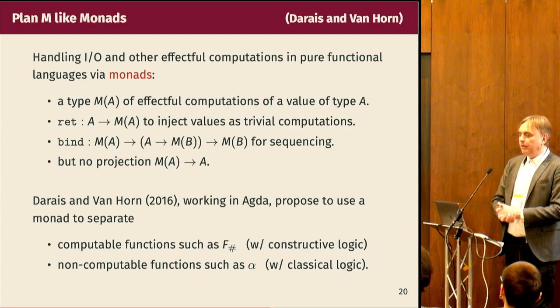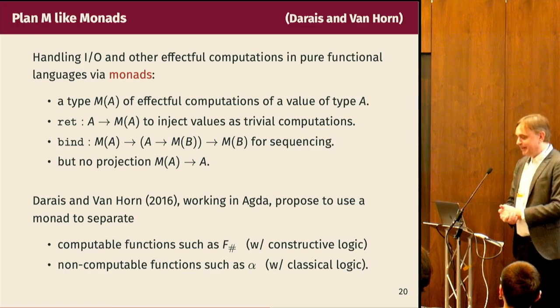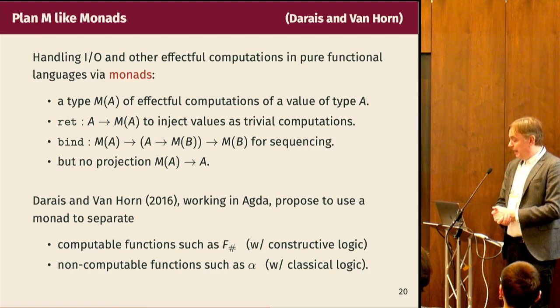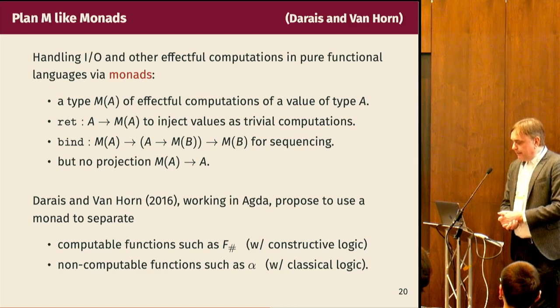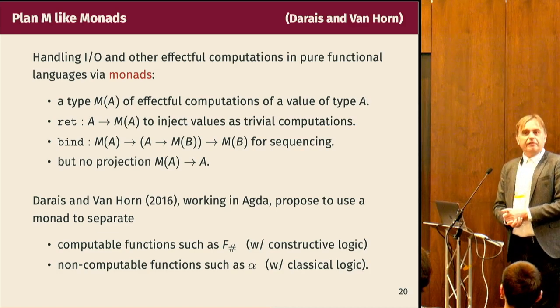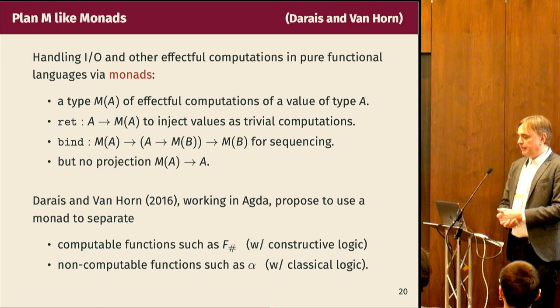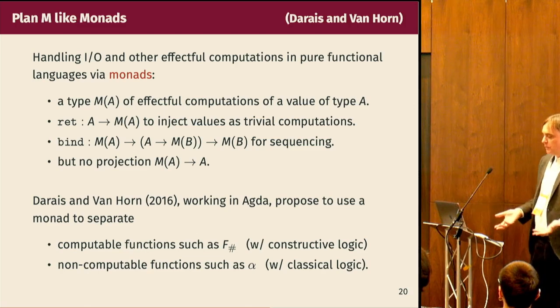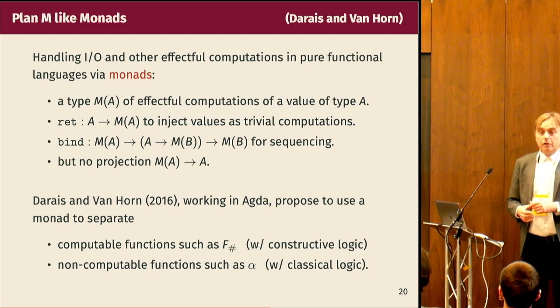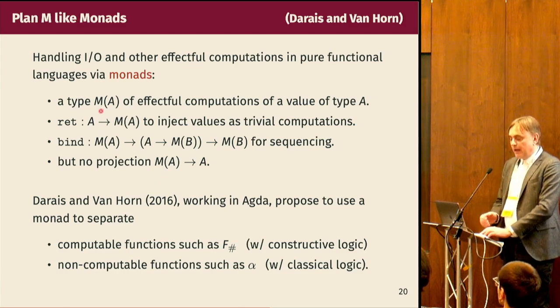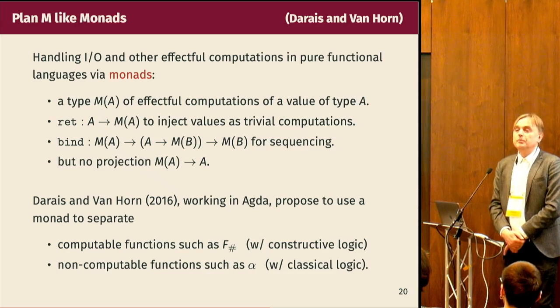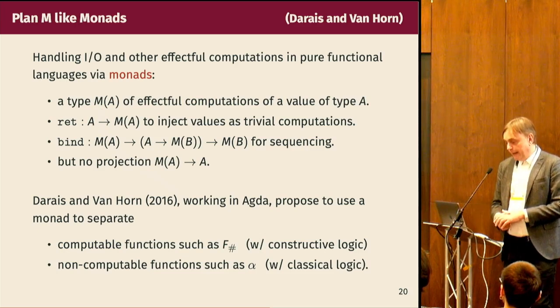Now there's a plan M. M is for monads, and that's the Darais and Van Horn constructive Galois connections I wanted to talk to you about. And it starts with an observation. I don't know if everyone is familiar with monads. So basically, monads are a trick to add input-output and other effectful computations to a pure functional language, like Haskell, or just the pure lambda calculus, right? And the idea is that you will have a type, M of A, which is a type of effectful computations that end up producing a value of type A.